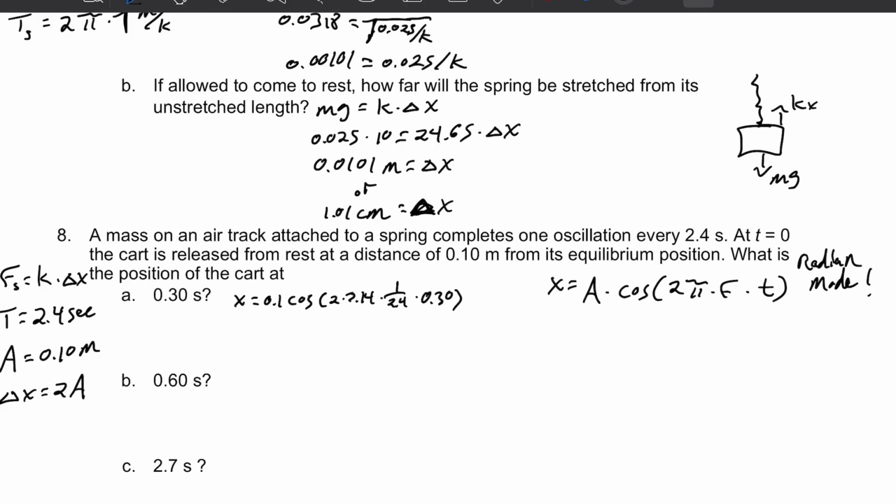I'm sorry, not 30 seconds, 0.3 seconds. My apologies. The time is 0.3 seconds. It's easy to overlook. Now, when you put this in your calculator, you can absolutely type in 0.1 cosine.